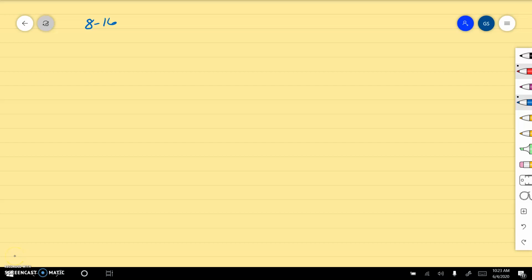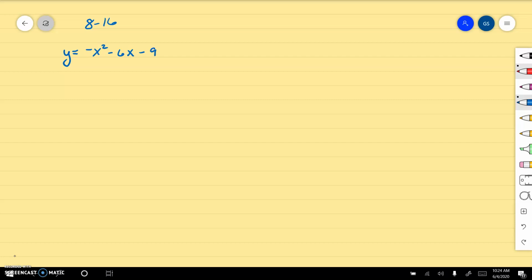Hi everybody. Today we're going to do lesson 816 and it's going to be very similar to what we did yesterday. We're going to solve a quadratic equation algebraically, and then we're going to also graph it and see how they relate to one another. So here we go. The equation I'm going to use is y equals negative x squared minus 6x minus 9.